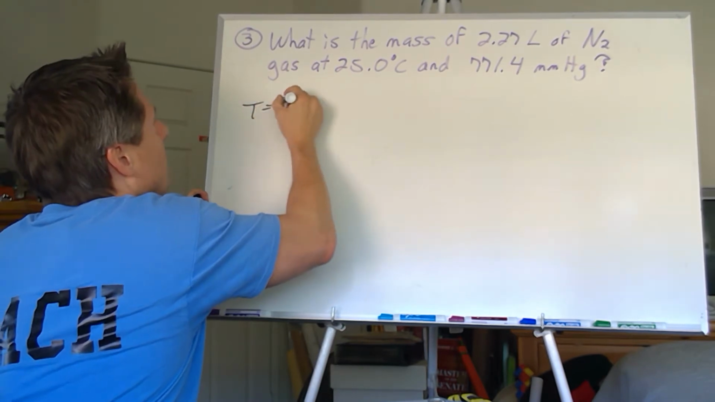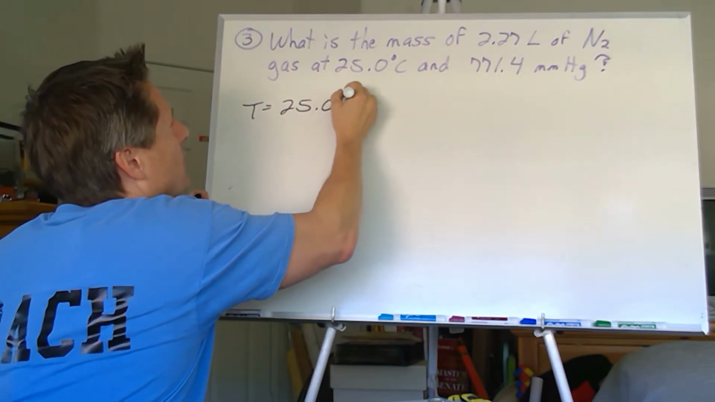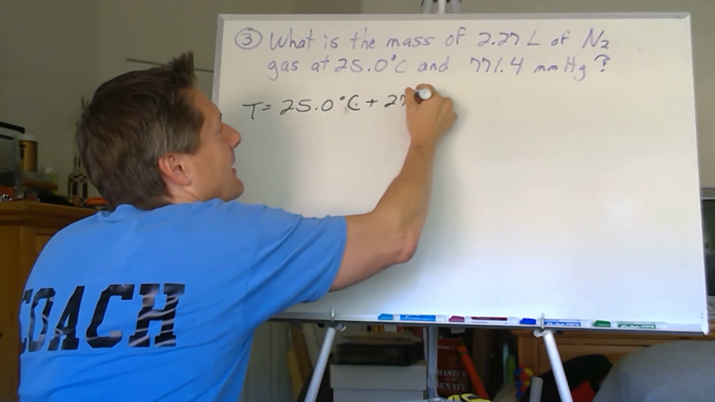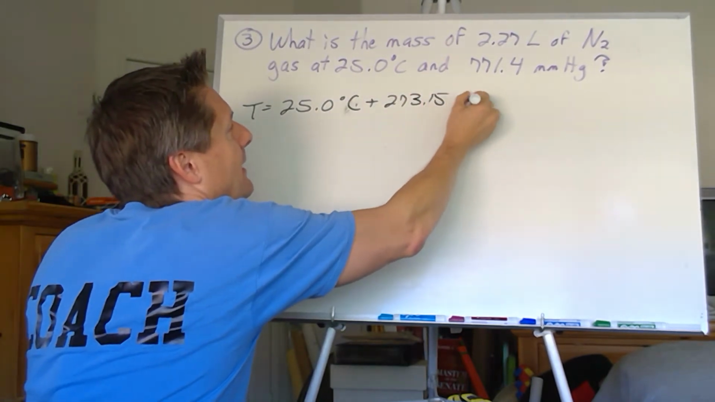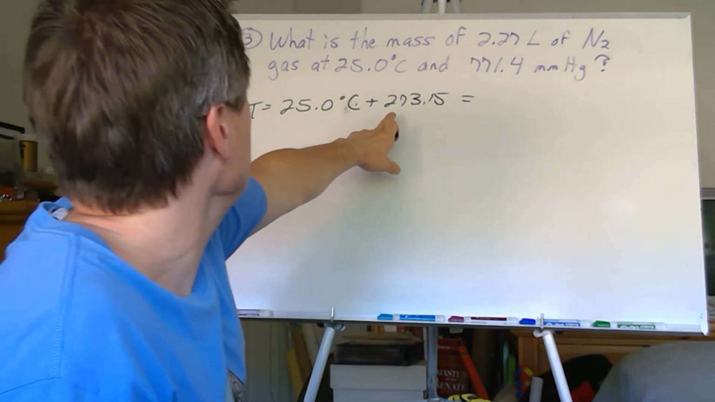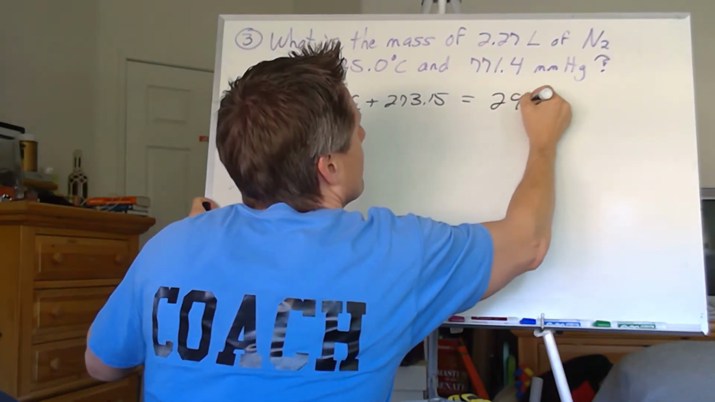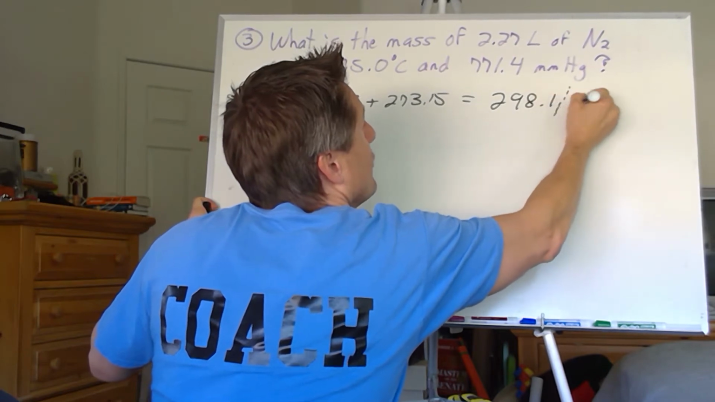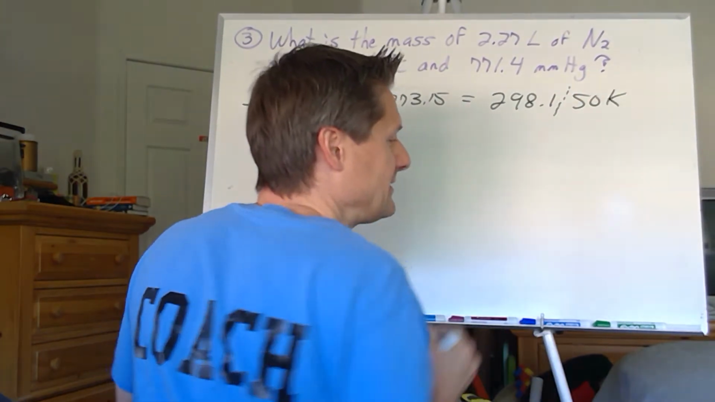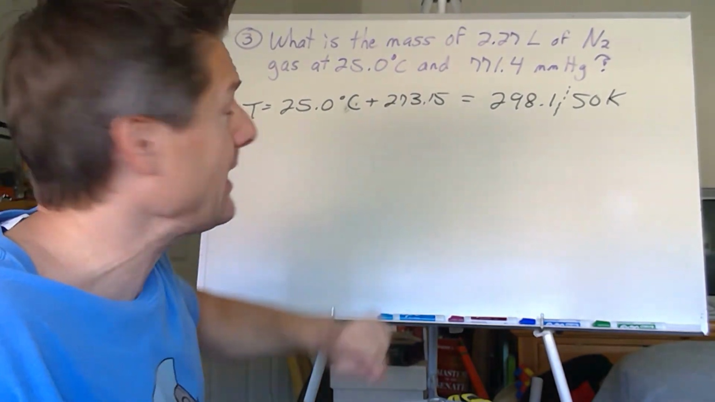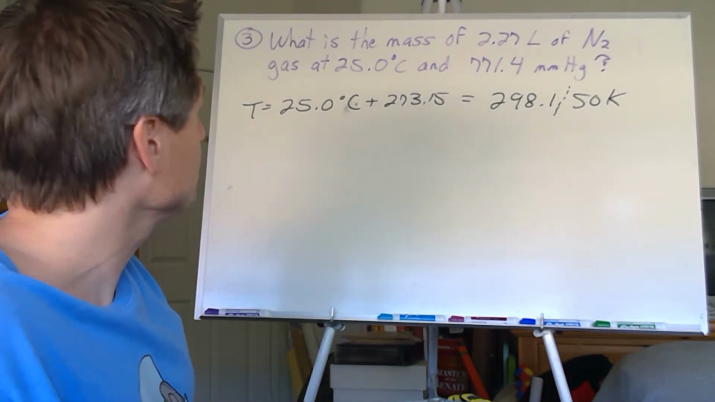So temperature is 25.0 degrees Celsius. That's a tiny C. So what's that going to be? 298.15? Is that right? Good to 1 decimal place. 298.15. Yeah, limited to that 25.0. That 0.0 counts. Trailing 0 with a decimal.